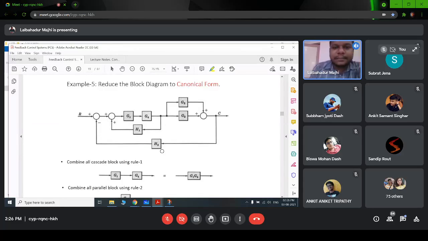So let's see this basic block diagram. This is a very basic one. So we have to reduce this block diagram. There are so many equipment. Suppose this G1, G2, G3, G4 are a system of a plant. This G2 and G3 are connected in parallel. This G1 and G4 are connected in series. All are systems of a plant.